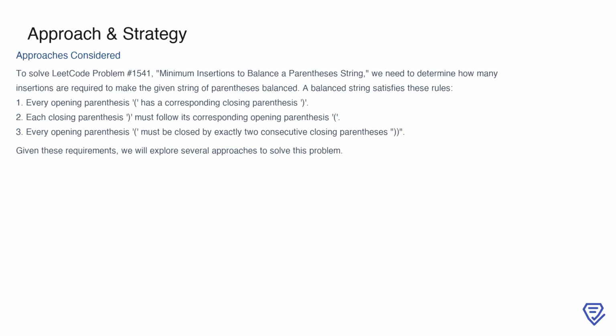To solve the problem of determining the minimum insertions needed to balance a parentheses string, we must first understand what it means for a string to be balanced. A balanced string satisfies 3 key rules. Every opening parenthesis must have a corresponding closing parenthesis, the closing parenthesis must appear after its matching opening parenthesis, and each opening parenthesis must be closed by exactly 2 consecutive closing parentheses. With these rules in mind, we can start exploring different approaches to solve the problem effectively.